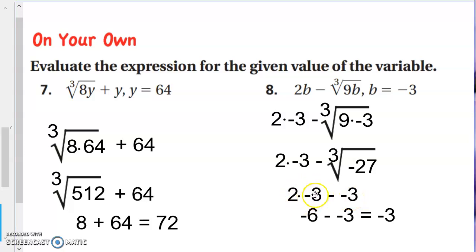Then I have to do this multiplication right here. 2 times negative 3 is negative 6. So that leaves me with negative 6 minus a negative 3. Well, minusing a negative turns into a plus sign. So negative 6 plus 3 would give you negative 3 as your answer.